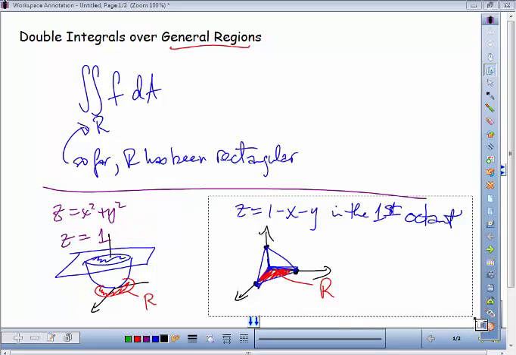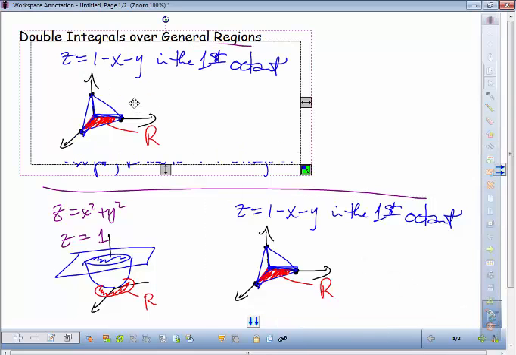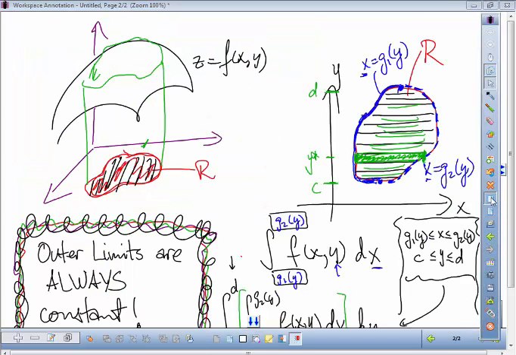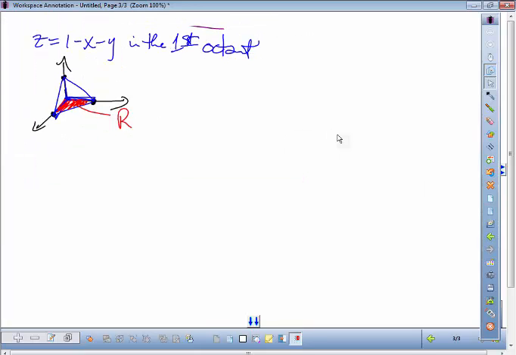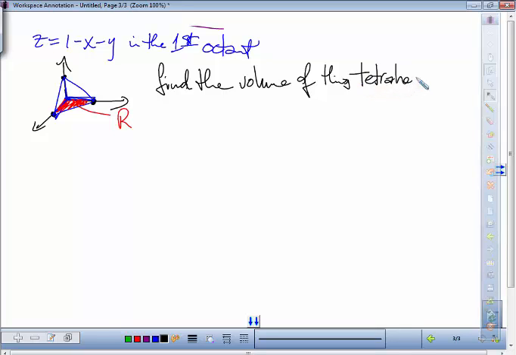So let's take our function z is equal to 1 minus x minus y. And let's look at this in the first octant. And let's find the volume of this tetrahedron.